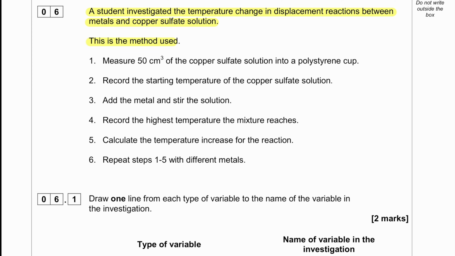This is the method used. Point number 1, measure 50 cm cube of copper sulfate solution into a polystyrene cup. Record the starting temperature of the copper sulfate solution, add the metal and stir the solution. Record the highest temperature the mixture reaches. Calculate the temperature increase for the reaction. Repeat steps 1 to 5 with different metals.